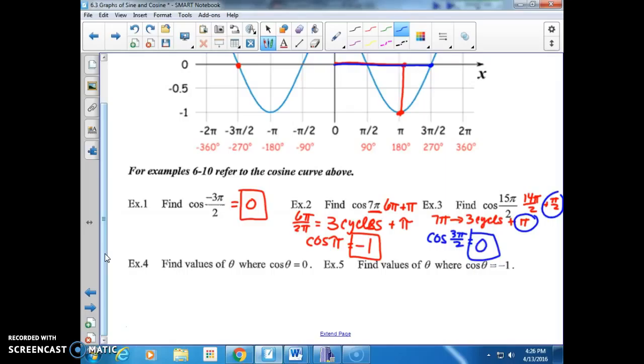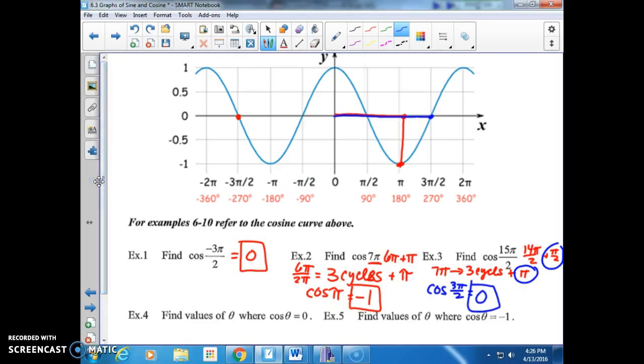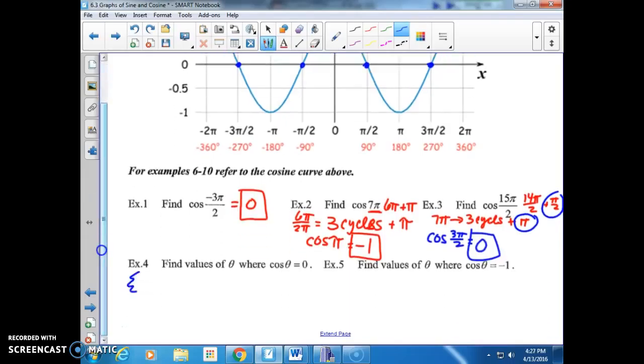Example 4 says find the values where the cosine of theta is 0. Just like I did with sine, I'm going to figure out where my cosine lies at 0. Here it's at 0, here's a 0, here's a 0, here's a 0. So I'm at negative 3 pi over 2, and all the ones before it. I'm also there at negative pi over 2, and at positive pi over 2, and then also at 3 pi over 2. And it would keep going in that pattern.